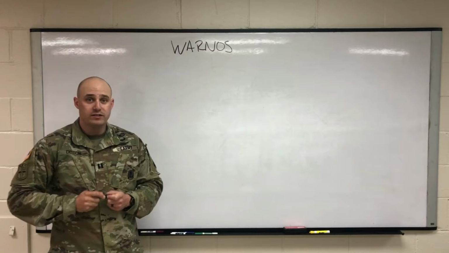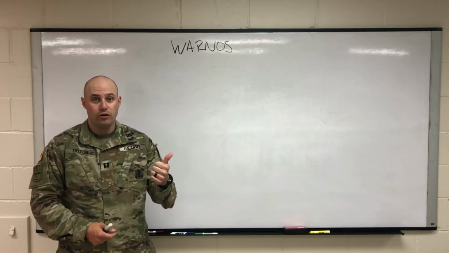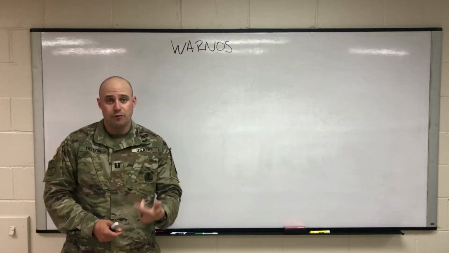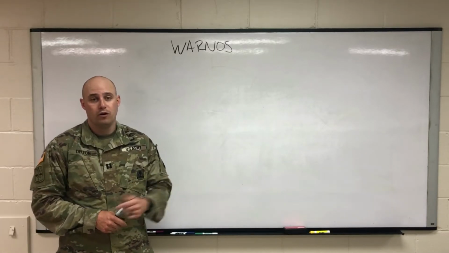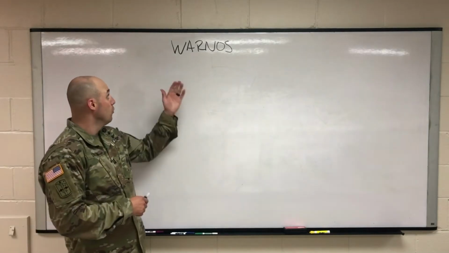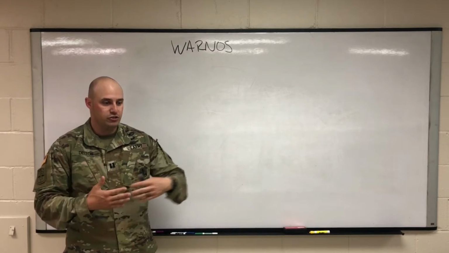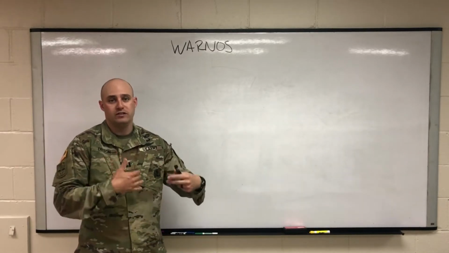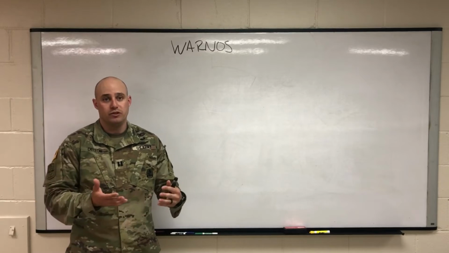But the point is that in the Army we have three types of orders. We have a warning order, or a WARNO. We have an operations order, or an op order, or we have a fragmentary order, or a frago. So when doing a WARNO, the point is this is your initial order, and what it is, it's a basic representation of what the operation is going to look like.